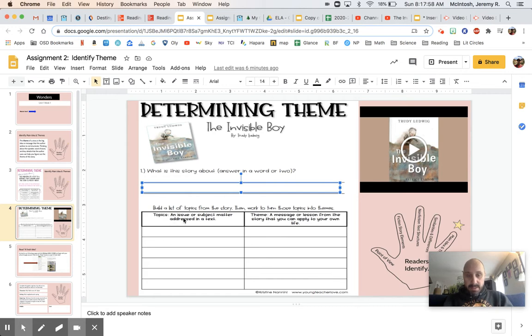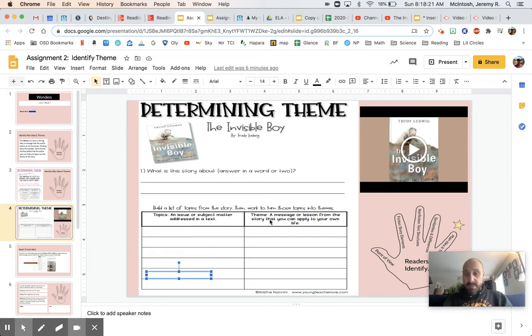So, topics. This is an issue or subject matter that was addressed in the text. So, what was something that was addressed in the text? How was the invisible boy, the main character, feeling? And I put some text boxes in there. You don't have to use them all, but they're kind of hidden in there, so you have to click to find them. They're every other line.